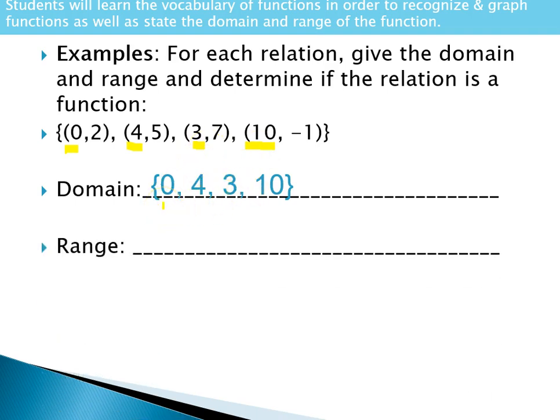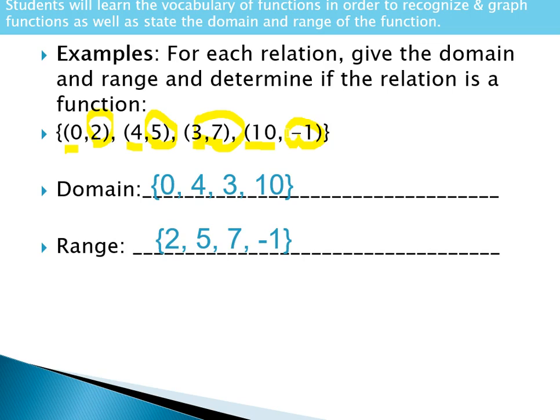Our range would be the y coordinates. So our range is the second value. So we have 2, 5, 7, and negative 1. Now, I didn't list them in order. If you want to put them in order, you'd put negative 1 first, and it'd be fine. So now the question is, is this a function?